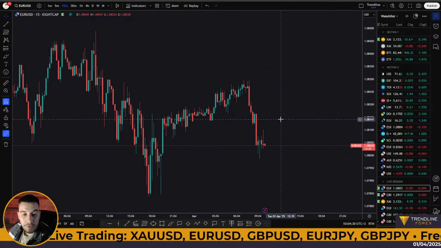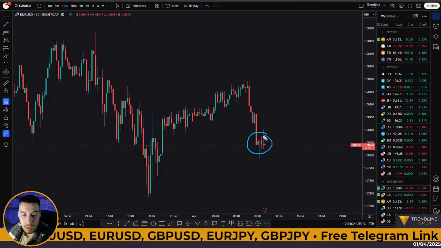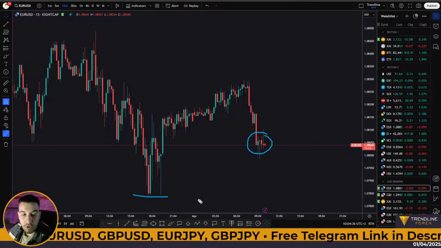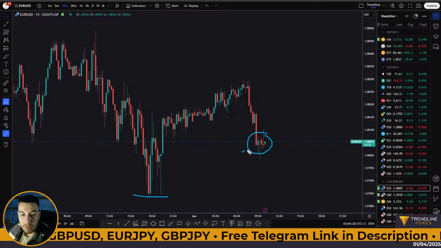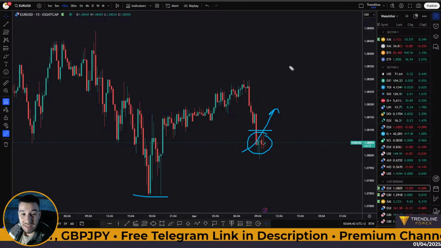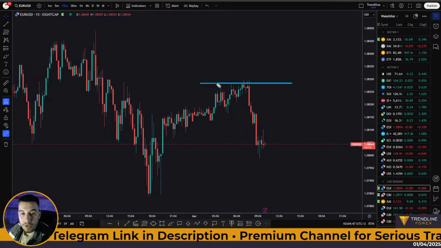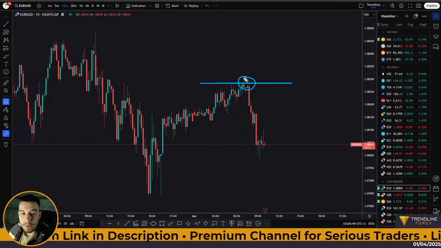And the 15-minute time frame is showing me some indecision right now. We've got the previous low right here. Are we going to be able to break above this structure and then continue higher? I think so. If you are more conservative, you can wait for price to break above this previous high.